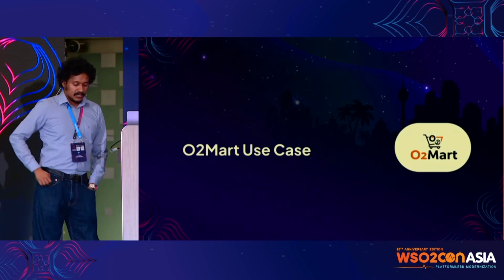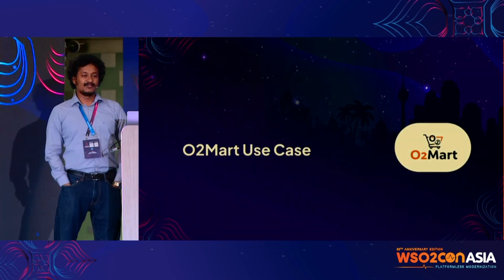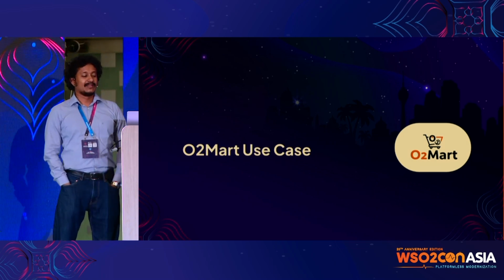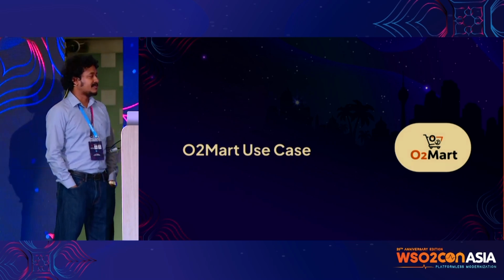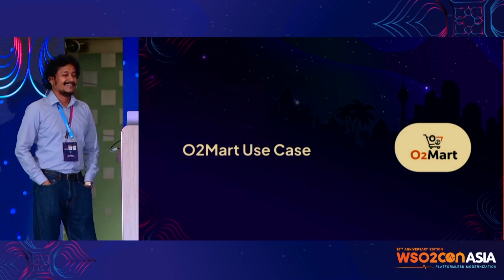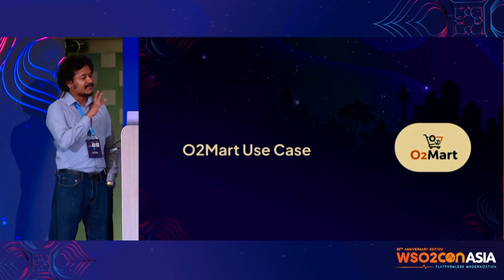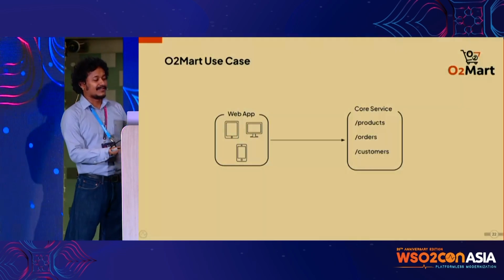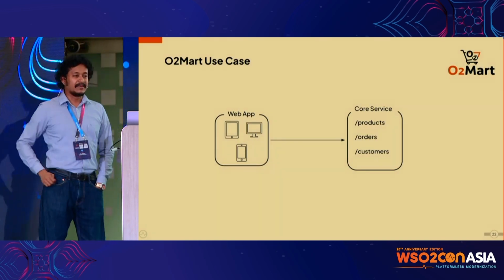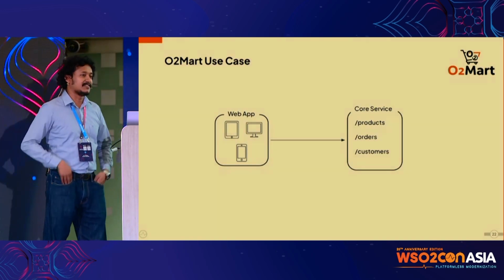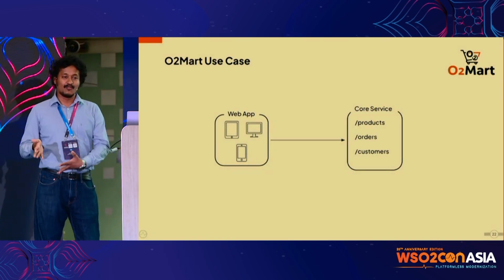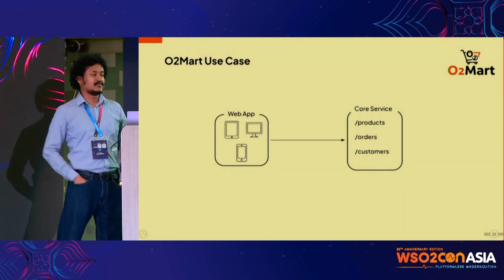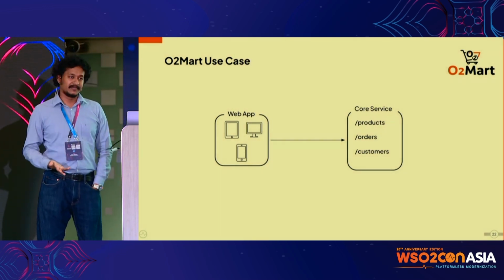Okay. So we wanted to have a very simple use case. So we came up with an Auto-mart use case, and we got Gemini to generate a logo as well. So we will use this one to showcase the features. So assume it's a very simple application, where there's a web application, and there's a core service which has three simple resources for products, orders, and customers, right?